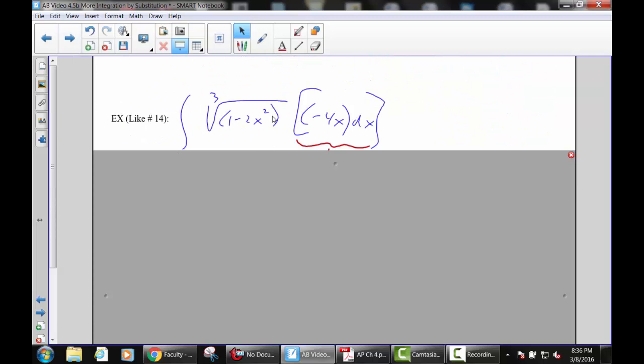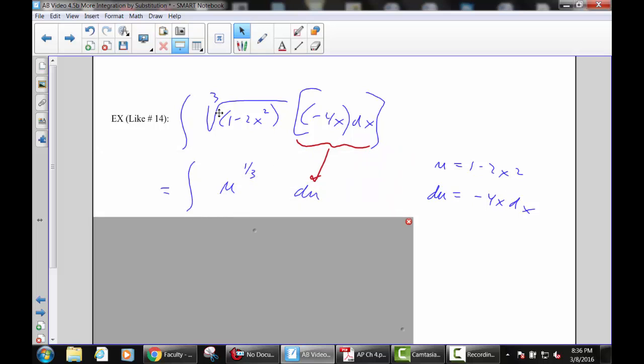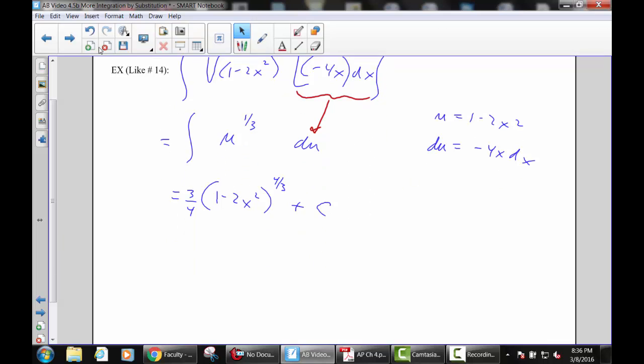Okay, here's another example. Again, the contents of this radical is a quadratic, but this over here is a linear. So we're going to let u equal the quadratic of 1 minus 2x squared, the contents of, not the entire radical, because the derivative of that would be very ugly. So our du is 0 minus 4x dx, and sure enough, we have everything we need. So we have u to the 1/3 du. We integrate. We would get u to the 4/3 over 4/3, which is times 3/4 plus c. But of course, you cannot leave your answer in terms of u. You replace u by 1 minus 2x squared.